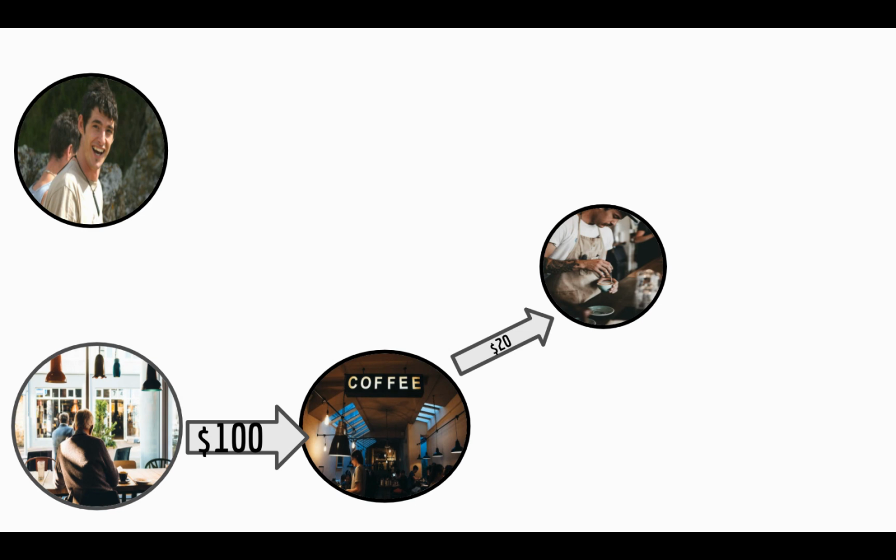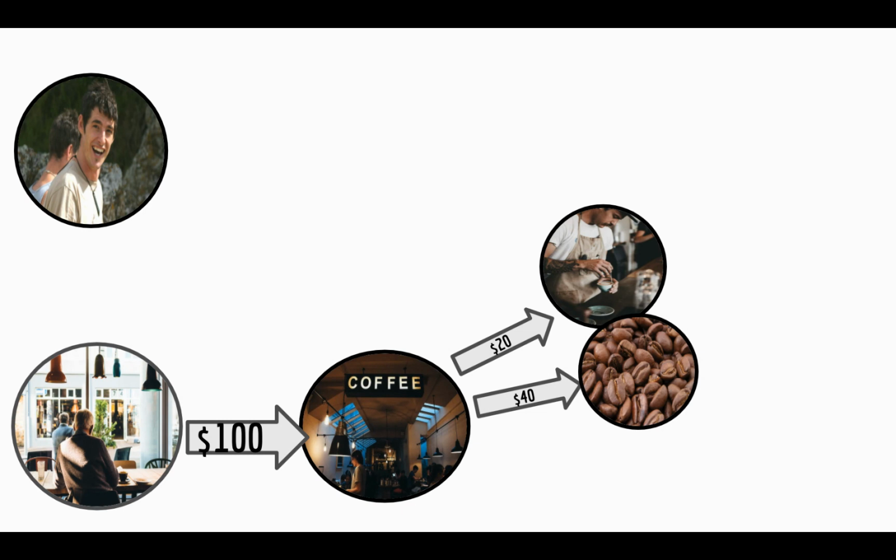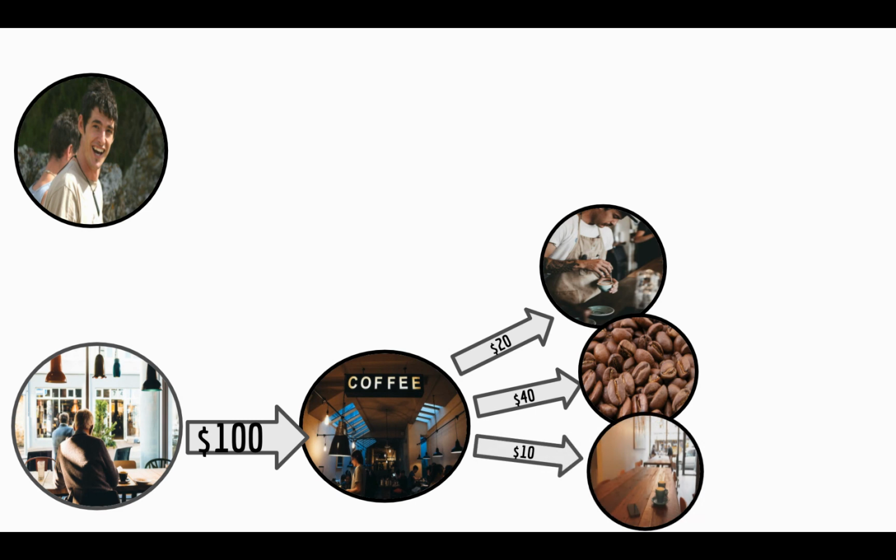Joe is simply the owner of the business. He is not working there as well. He has his name on it, but he is actually not participating in the daily operations of the business. So $20 are going to go to pay the employees. Another $40 is going to actually pay for the coffee itself. And then we'll say another $10 goes towards the rent and the utilities and the maintenance of the actual building itself.